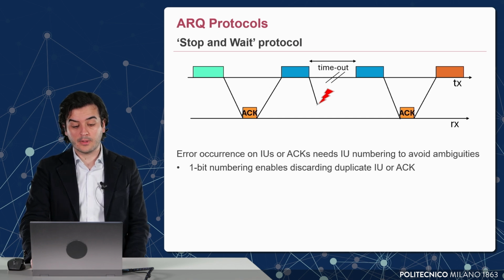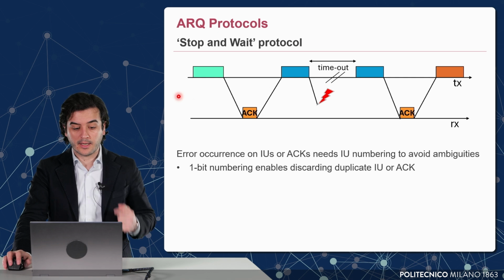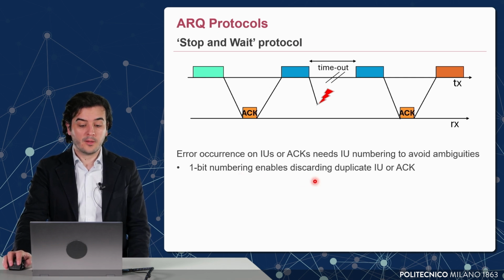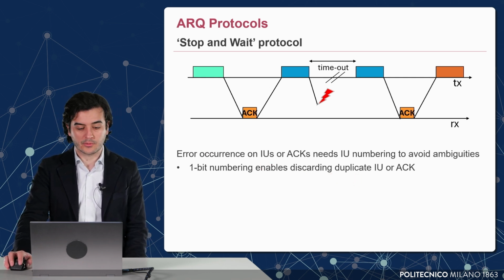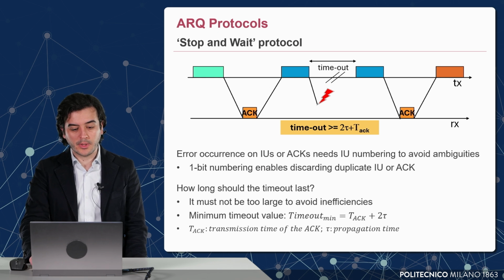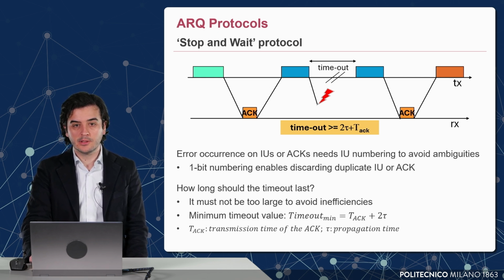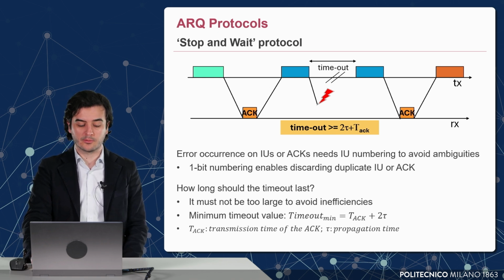In order to have all of these mechanisms in place, it is necessary to have a 1-bit numbering that enables discarding segment data that is duplicated. Since we're talking about the transport layer, of course, we're always referring to segments. So, the question to be answered is how long this timeout should last, because you don't want to be too inefficient in the way you implement the transport layer protocols.